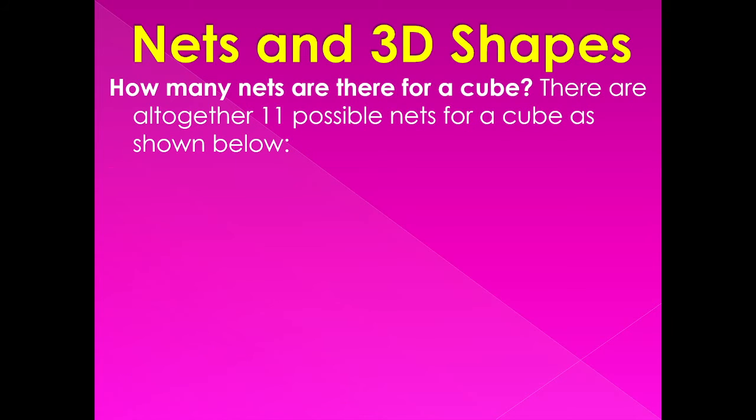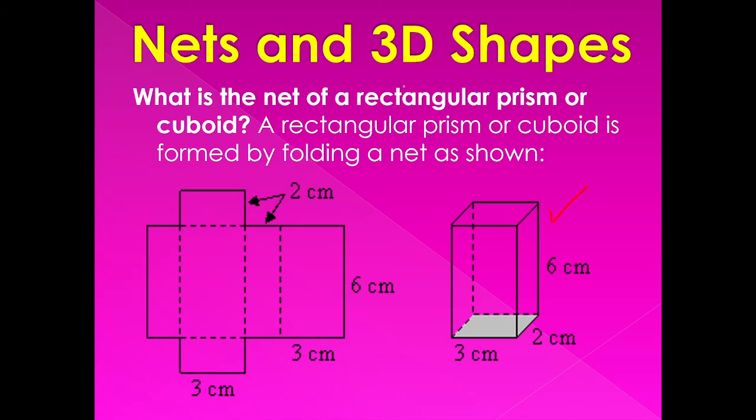So meaning, sir, for a rectangular prism, can I make another net aside from this one? Yes, you can. As long as when I fold it, I can create this. Okay?